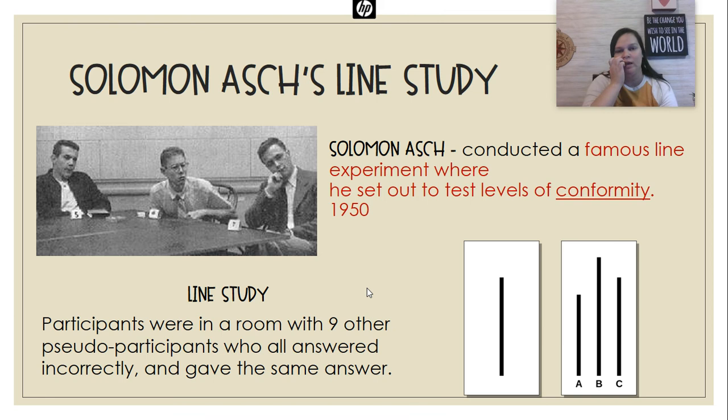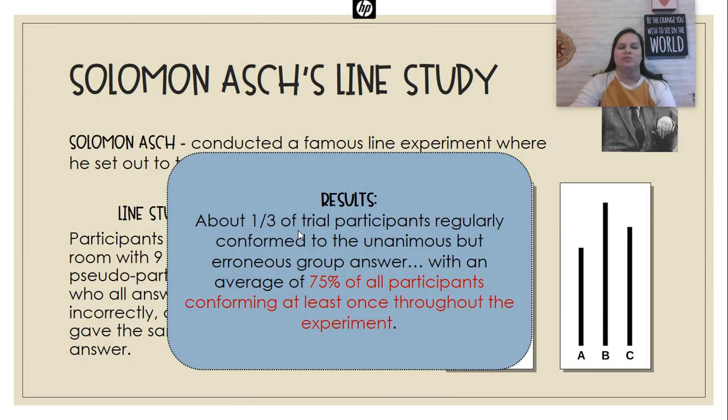They do this multiple times. At first he doesn't conform, but then he starts to conform. He starts to think, well, maybe I'm not understanding the directions. In the study, about a third of the trial participants regularly conformed to the unanimous but wrong group answer, with an average of 75% of all participants conforming at least once through the experiment.